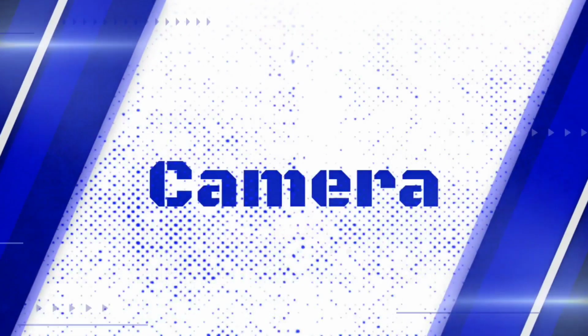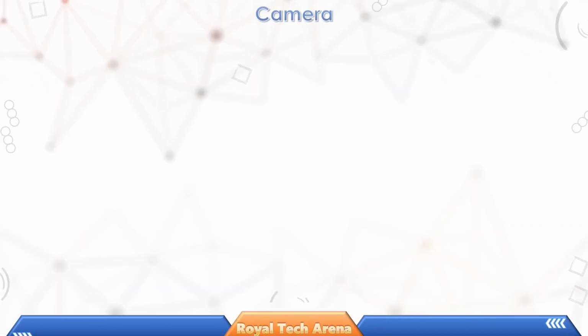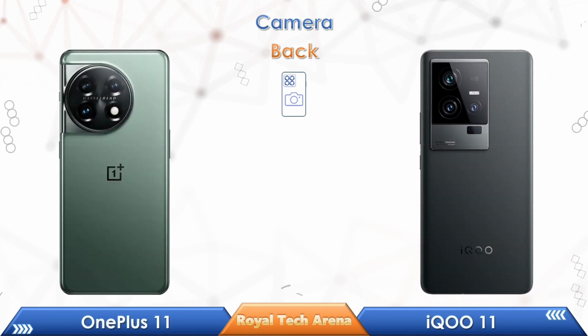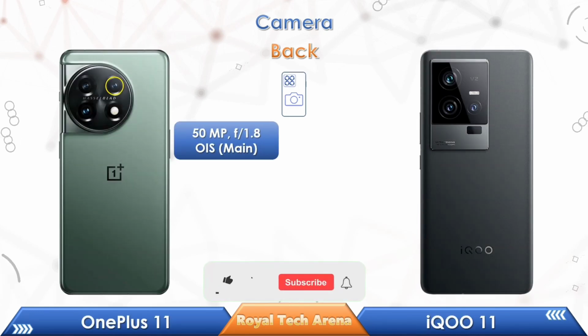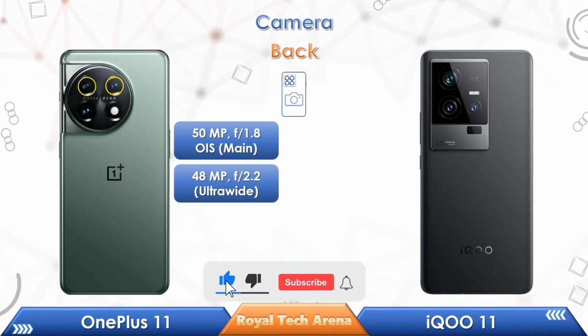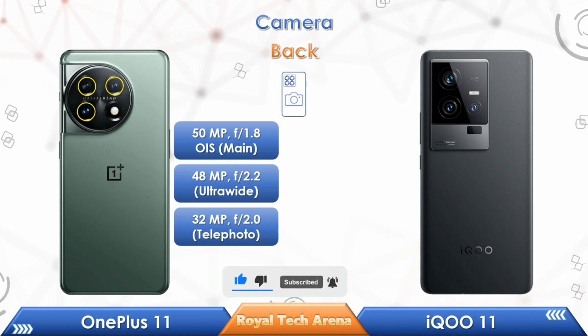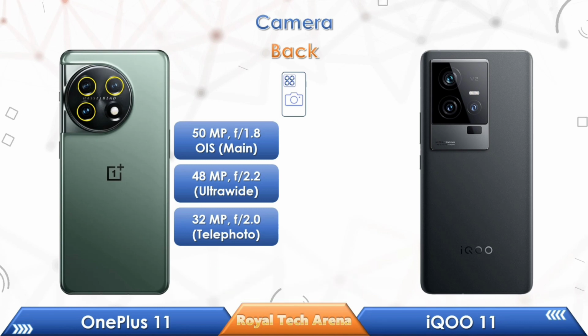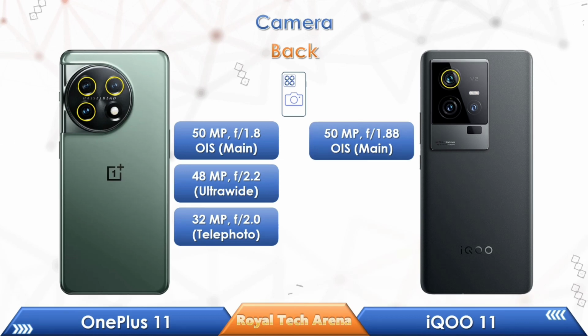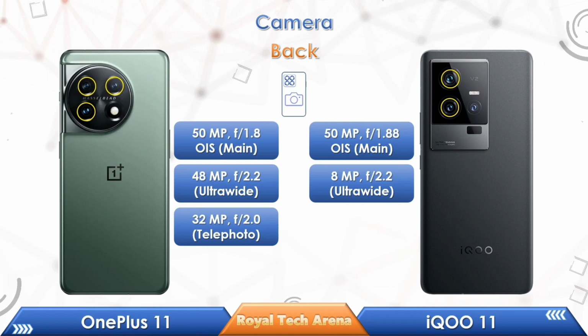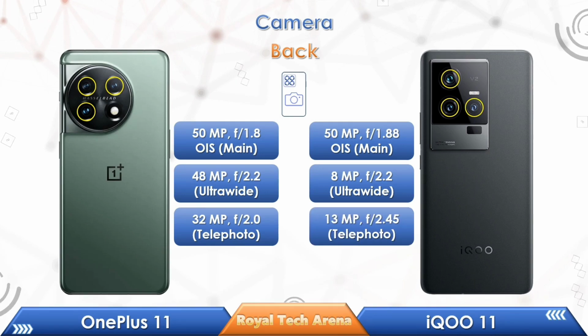Now let us compare the camera and its features. OnePlus 11 has a triple camera setup, including 50 megapixels primary lens with OIS support, 48 megapixels ultra-wide lens, and 32 megapixels telephoto lens. While the iQOO 11 has a triple camera setup, including 50 megapixels primary lens with OIS support, 8 megapixels ultra-wide lens, and 13 megapixels telephoto lens.